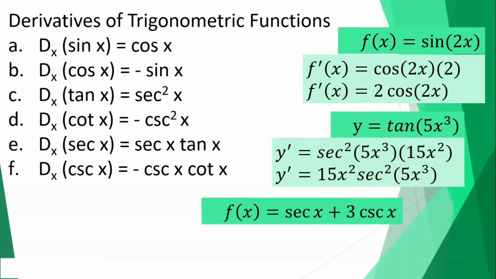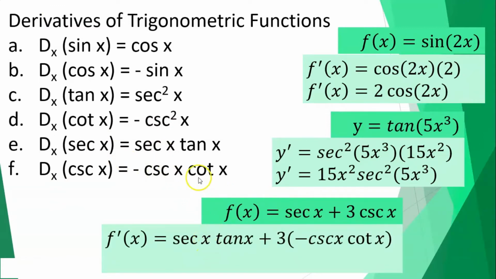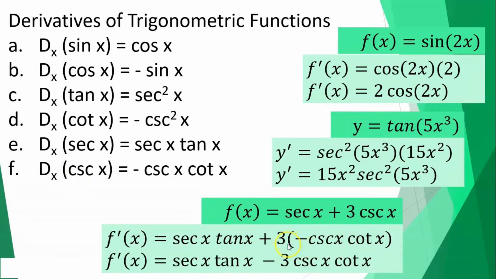Another example. If you're given secant x plus 3 cosecant x, get its derivative. So take note with this, derivative of secant, so that would be secant x tangent x plus, we have here a constant 3. Derivative of cosecant is negative cosecant x cotangent x. So final answer, multiply this with 3. So that would be negative 3 cosecant x cotangent x.